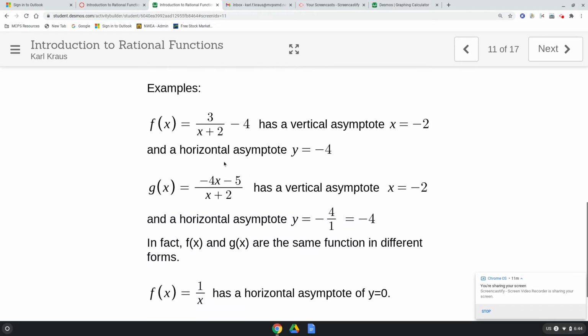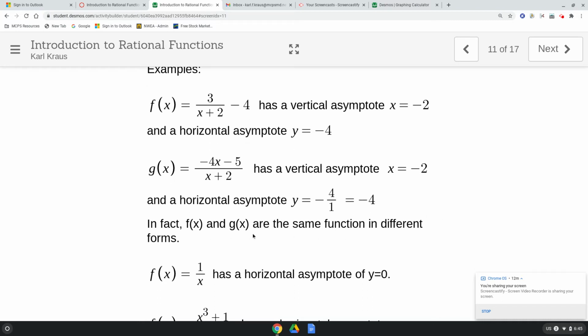So here's some examples. If I had 3 over x plus 2, minus 4, the vertical asymptote is x equal -2, that makes this 0 in the denominator. Horizontal asymptote, 4 is subtracted here, so y equal -4. If it's written in this form, once again, what makes the denominator 0, -2, and then the degree is 1 here and the degree is 1 here, so the degrees are equal, then you put the leading coefficient -4 over the leading coefficient 1, and you get y equal -4 over 1, which is -4.